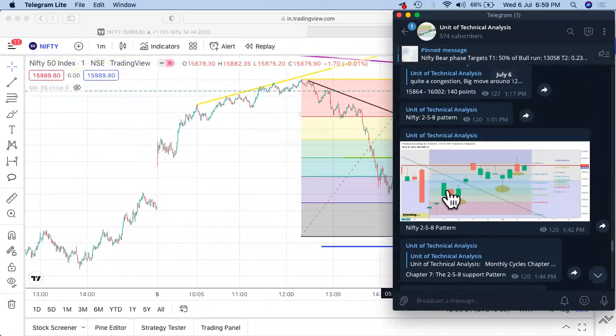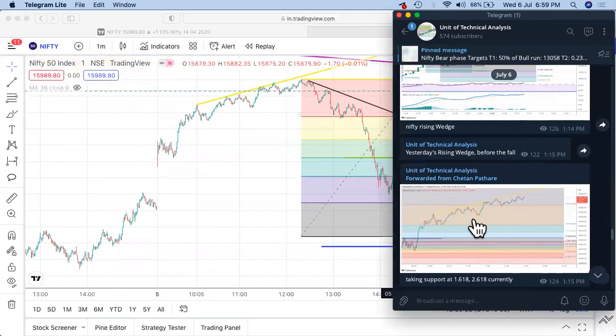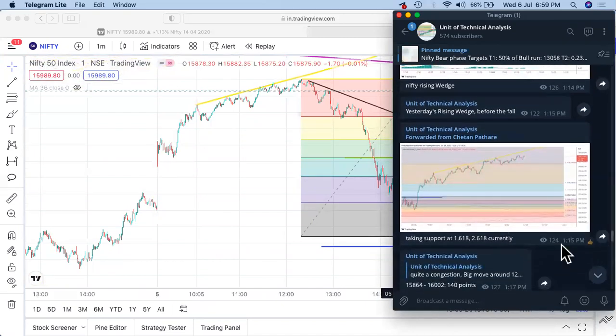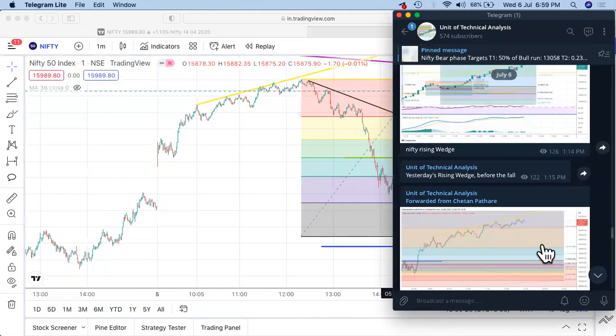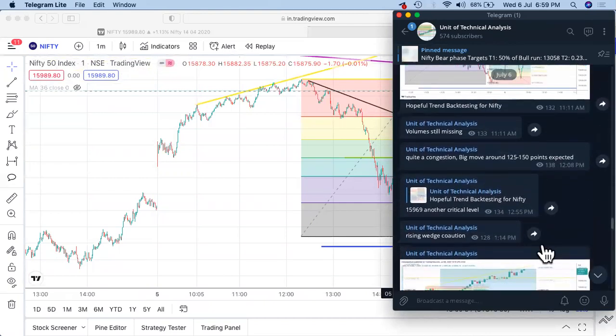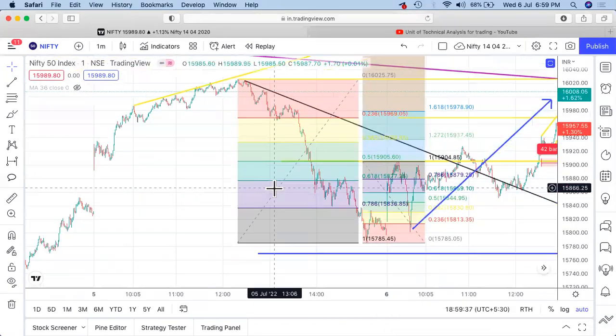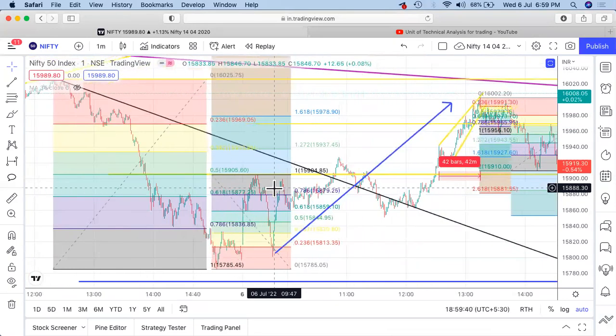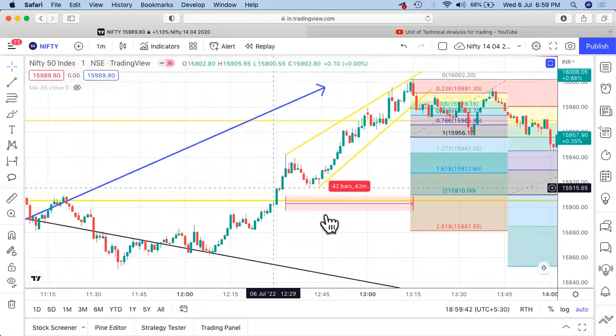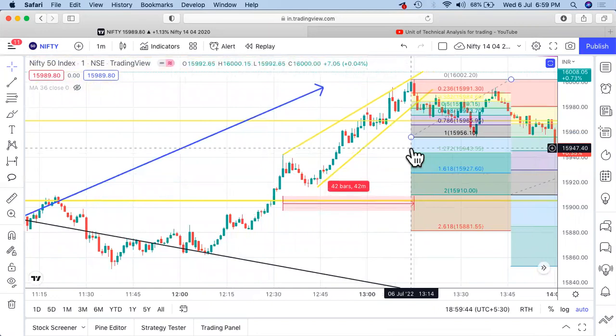We had already given this rising wedge, right? So this was at 115 that we had given. No, oh, this was yesterday's. This was not today's. Nifty rising wedge. So this was around 114 that we had given it, and the last point where it was being formed was 140.